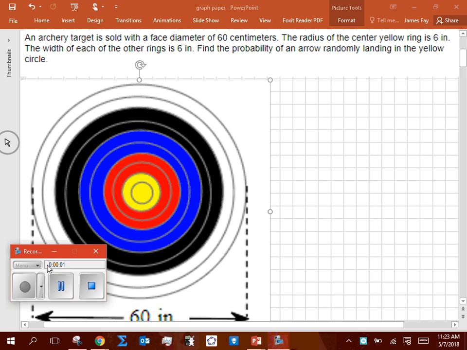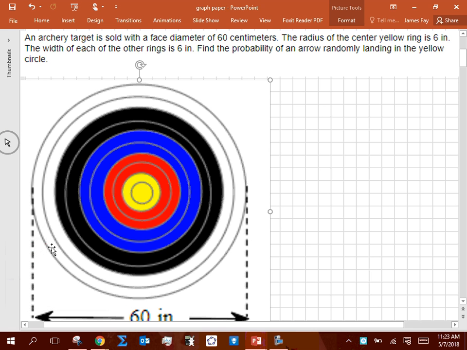All right, it says an archery target is sold with a face diameter of 60 centimeters. The radius of the center yellow ring is 6 inches. The width of each of the other rings is 6 inches. Find the probability of an arrow randomly landing in the yellow circle.